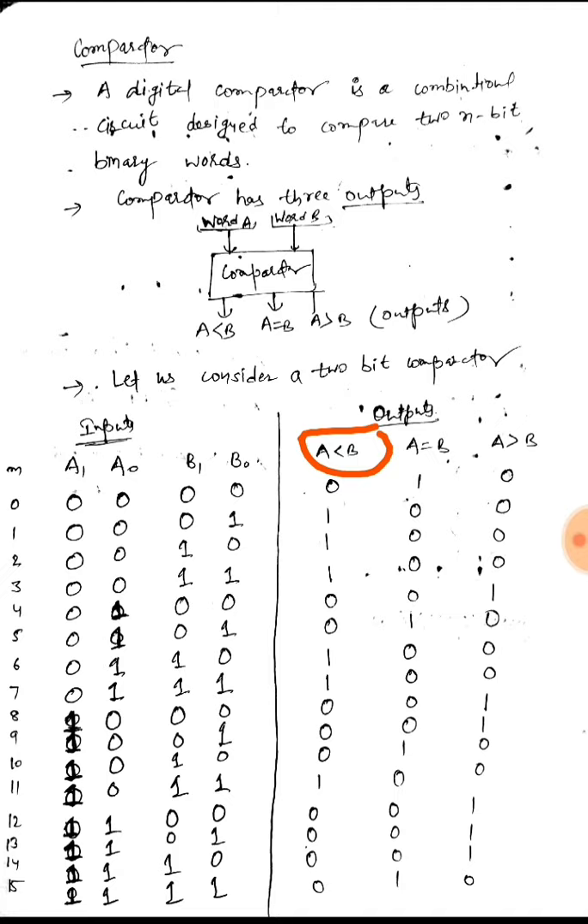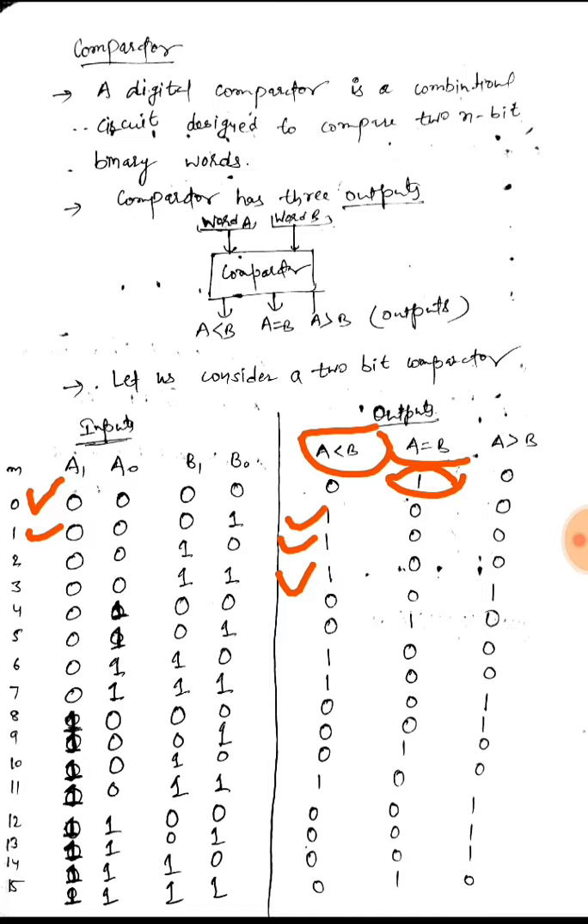in the first case, when both the inputs are 0 0 0 0, then A less than B would not be true, it would be false, as A is equal to B. So for A equal to B, we would have a high value. For the second combination, when A is 0 0 and B is 0 1, as B is greater than A, we will have 1 in A is less than B. Similarly for the third case, A would be less than B, and for the fourth case A would be less than B.